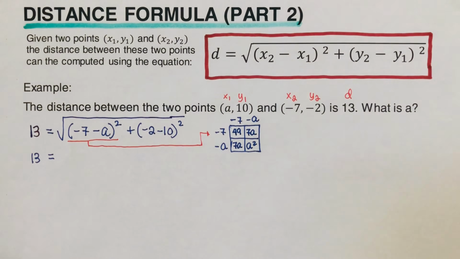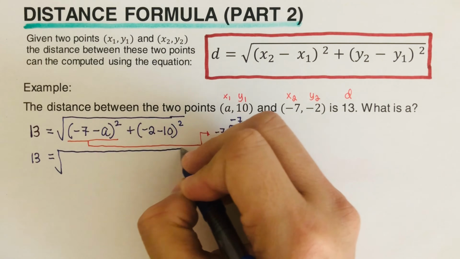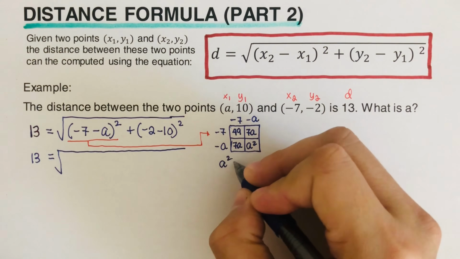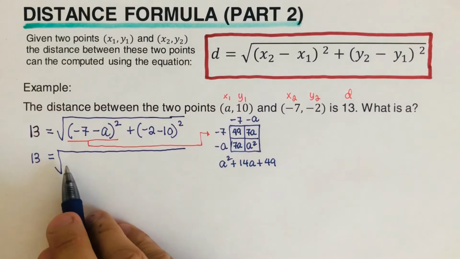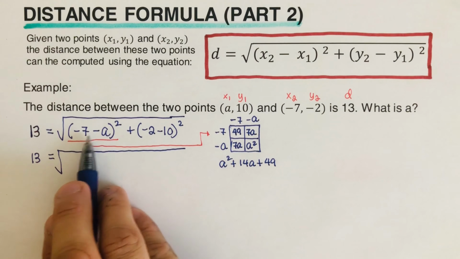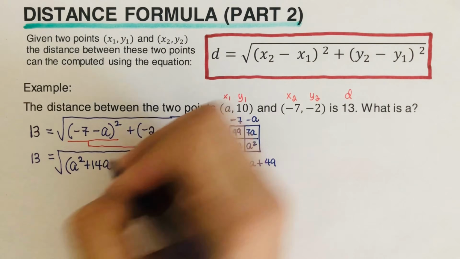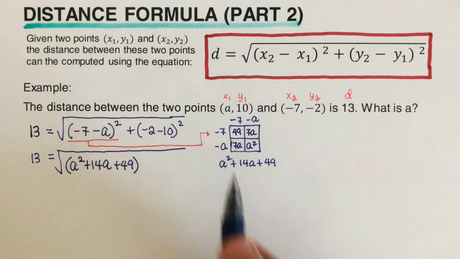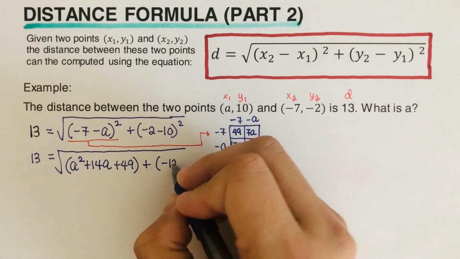Okay, so then we can go ahead and simplify this to be 13 is equal to, this whole thing is going to come out a squared plus 14a plus 49. That's the one that we write over here instead of writing negative 7 minus a squared. And then again, this is not squared anymore because we already squared it. And then that's plus negative 2 minus 10, which is negative 12 squared.